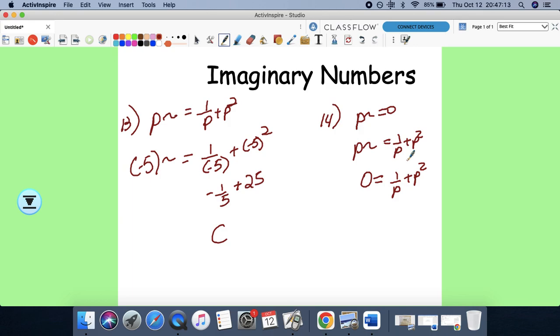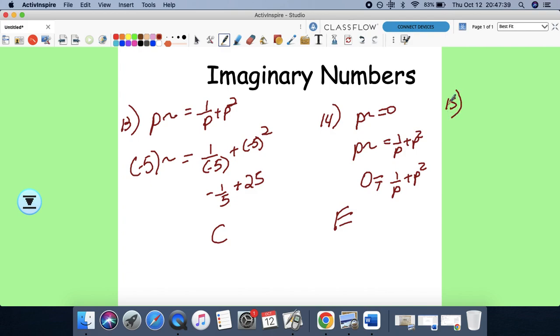Negative 1, no, that's negative. Well, if it's negative 1, right, so let's try E. Negative 1 squared is positive 1, and 1 divided by negative 1 is negative 1. So actually, E works right off the bat.